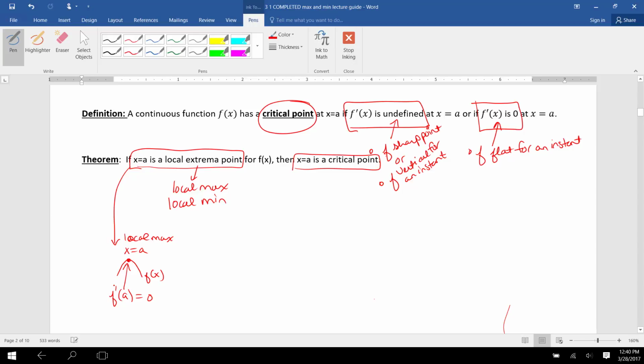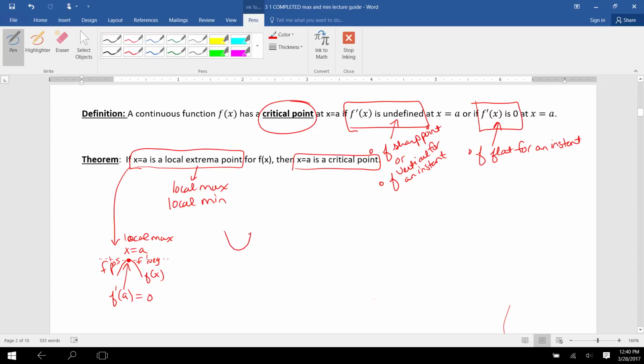On the left side, the derivative is positive because the function f is increasing. On the right side, f prime is negative because f of x is decreasing. Right in between, it changed from positive to negative, it became 0. Notice at the tippy top, if you drew the tangent line, it would be flat.